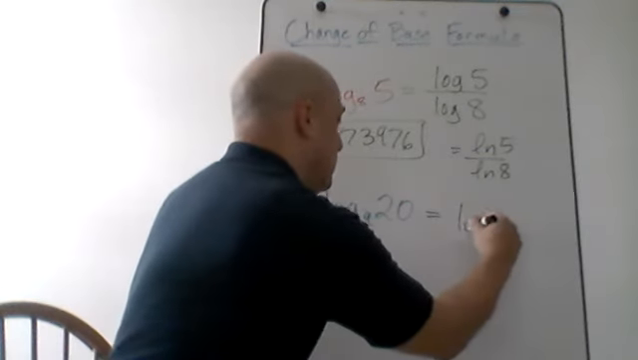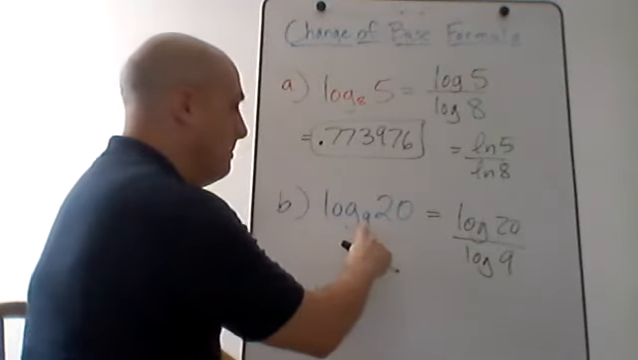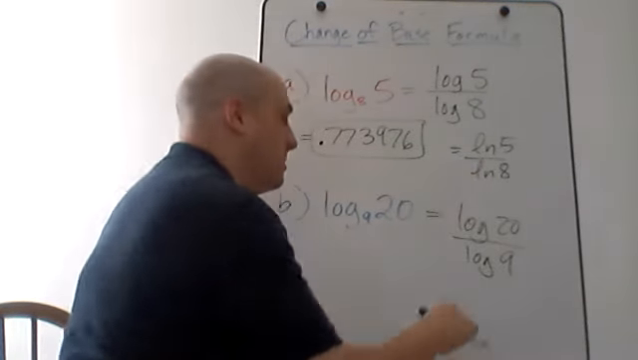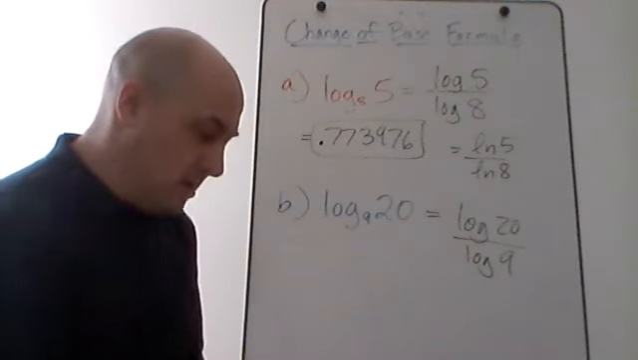So I can change this to log of 20 over log of 9. Again, the base number goes down to the bottom, the other number goes to the top. Make these either both log or both ln. It doesn't matter which one you want to use.